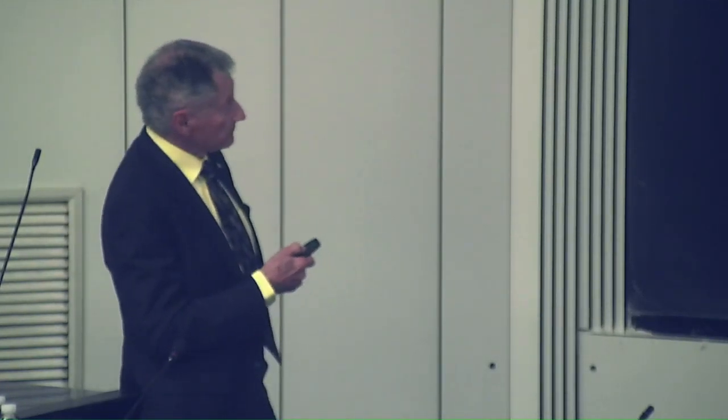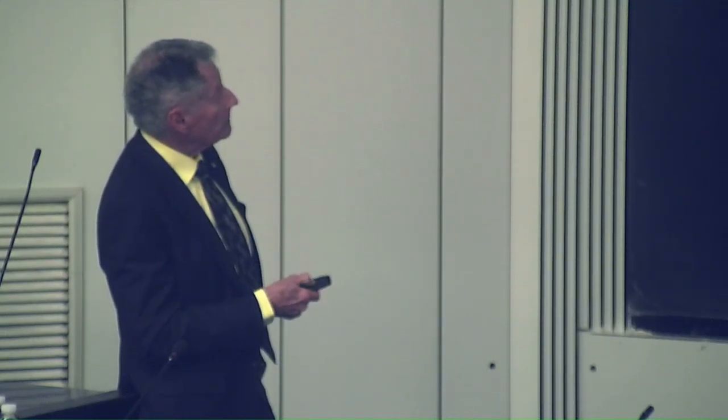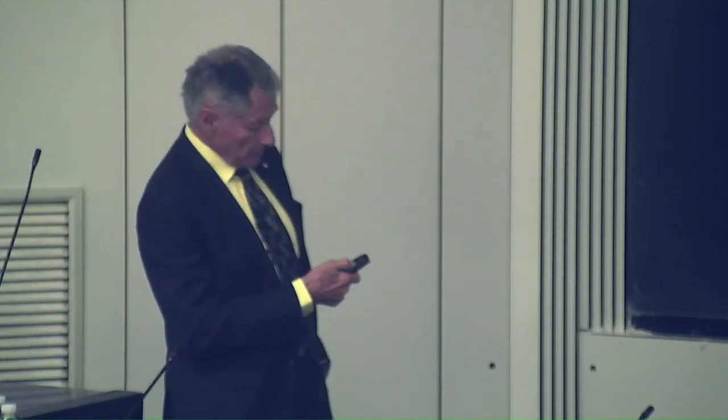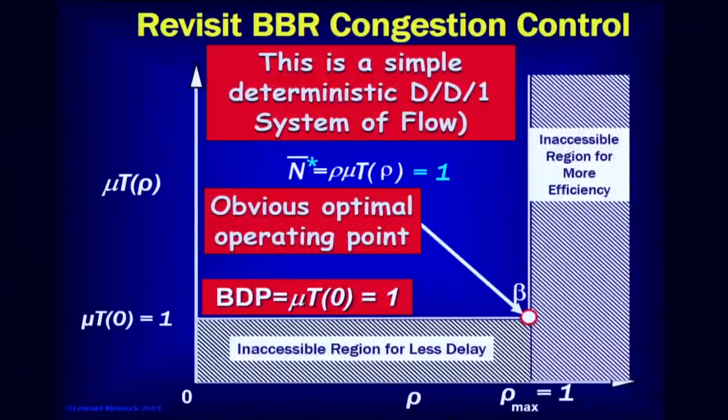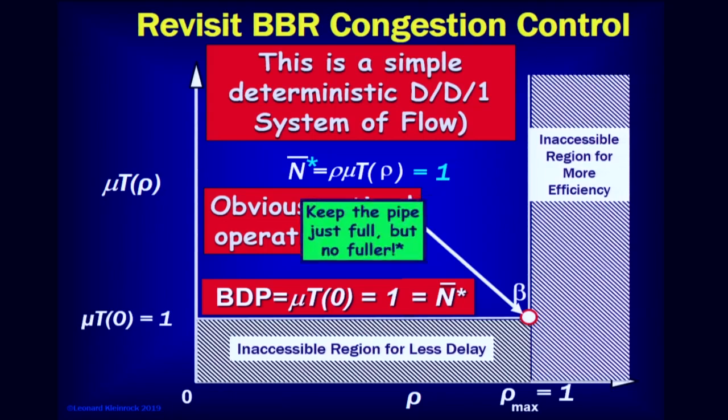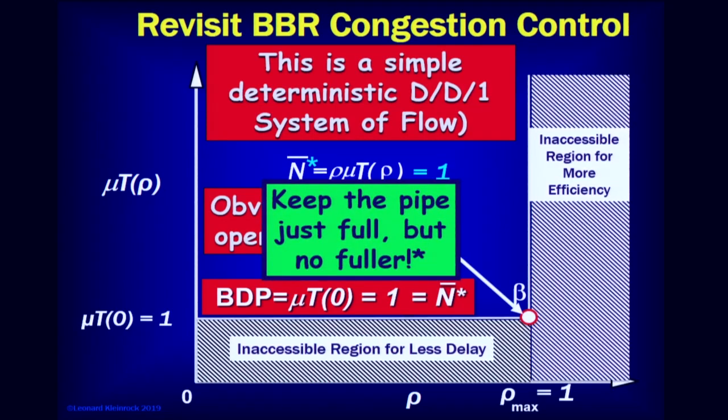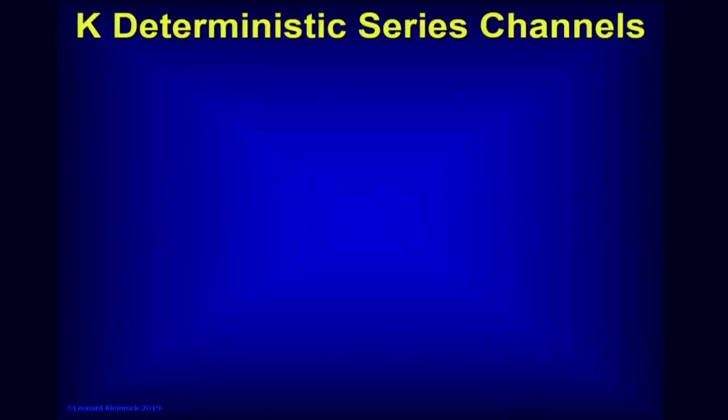And it turns out in this case that if you take that product, rho is 1 at that point, and mu t is also 1. So the product is 1. And it happens also to be the bandwidth delay product. So the interesting thing is, at this optimum point, the bandwidth delay product is equal to 1, is equal to the optimum number in system. That's sort of an interesting observation, but it's a very simple system. Everything is deterministic. It says keep the pipe just full, pump in just enough and no more.